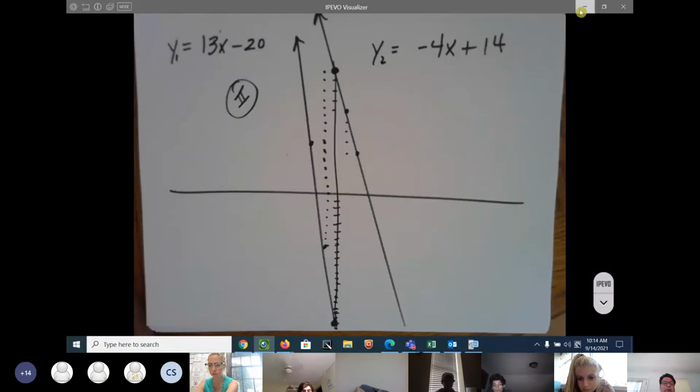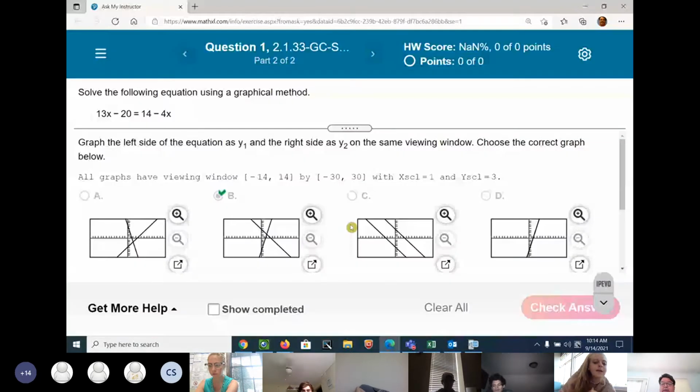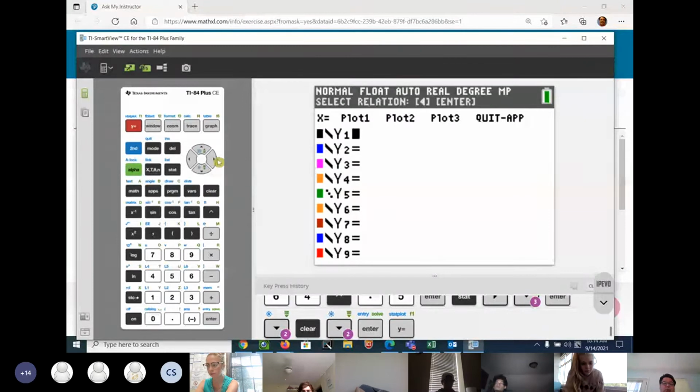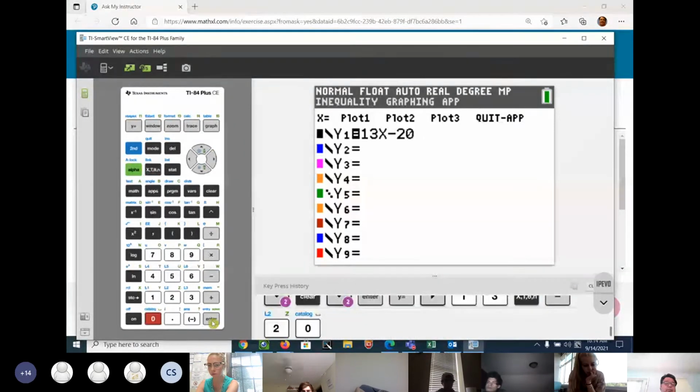So it looks like it's going to be C, unless I did something wrong. Let's graph it with your calculator and see. y is equal to 13x minus 20, and the next one is negative 4x plus 14.